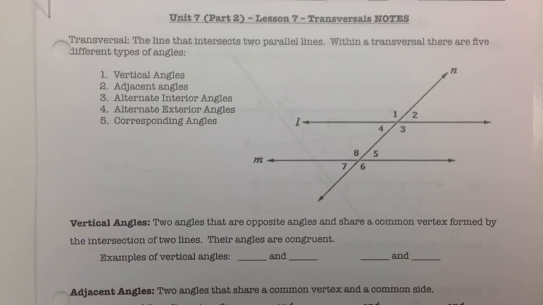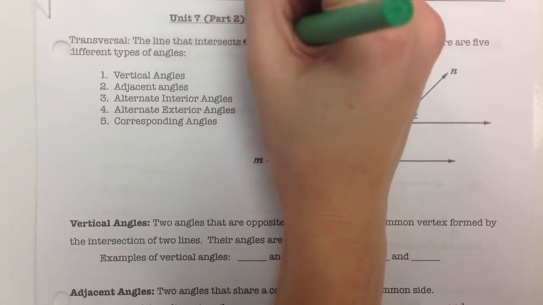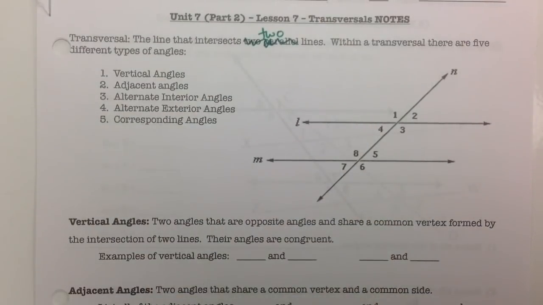Let's look at transversals. So a transversal is the line that intersects, really, it doesn't have to be parallel lines. I shouldn't say that. It just intersects two lines that can be parallel. Within a transversal, there are 5 different types of angles we're looking at. We're looking at vertical angles, adjacent angles, alternate interior angles, alternate exterior angles, and corresponding angles.